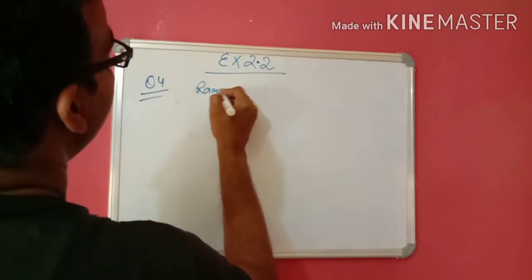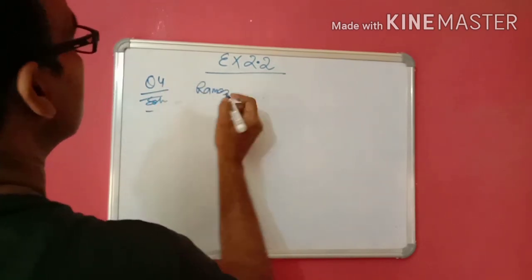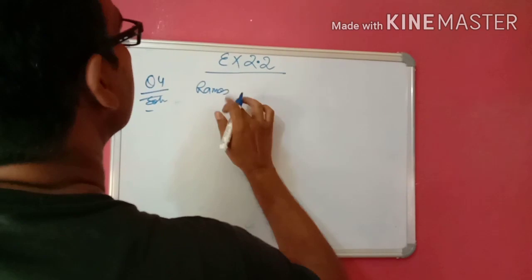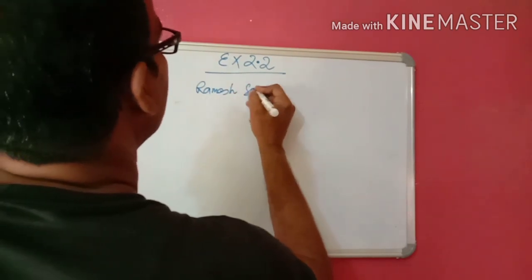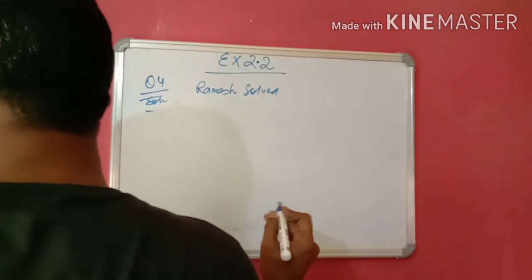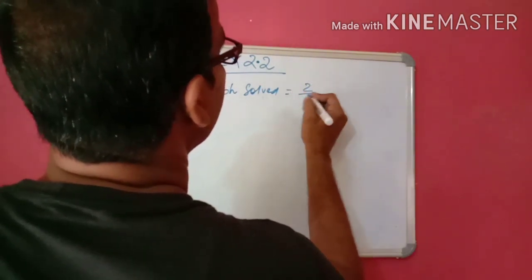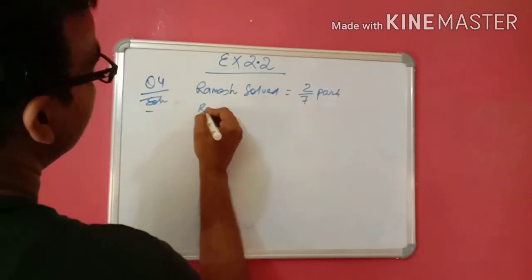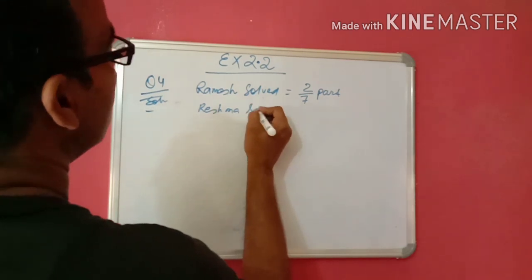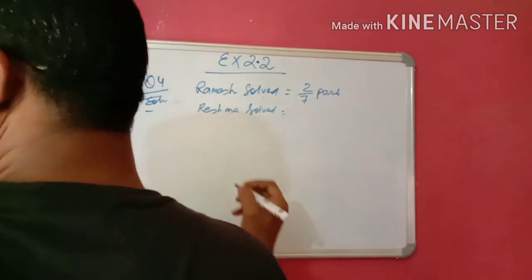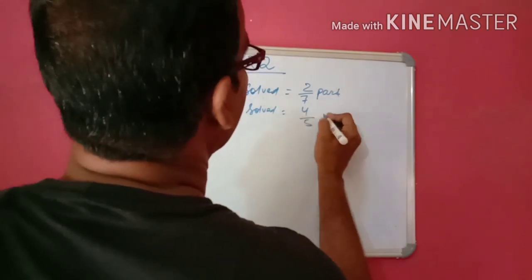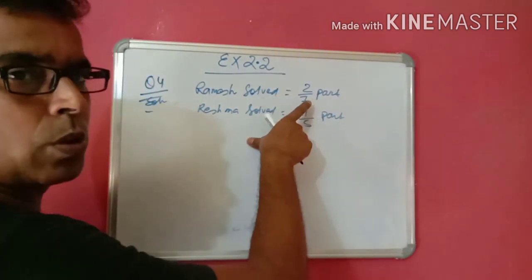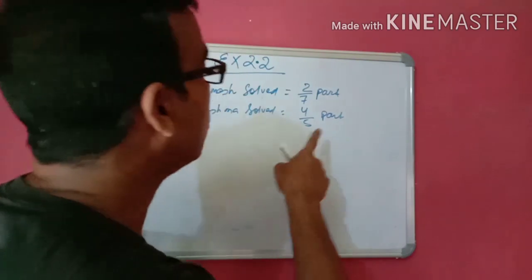Ramesh solved 2 by 7 part. Reshma solved equal to what? 4 by 5 part. So Ramesh solved 2 by 7 part, Reshma solved 4 by 5 part.